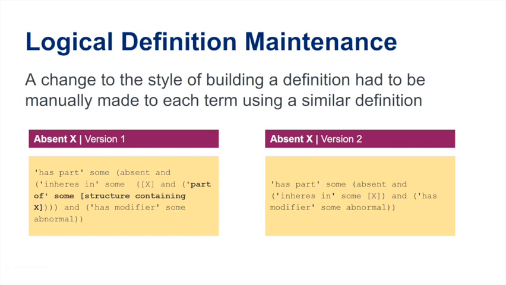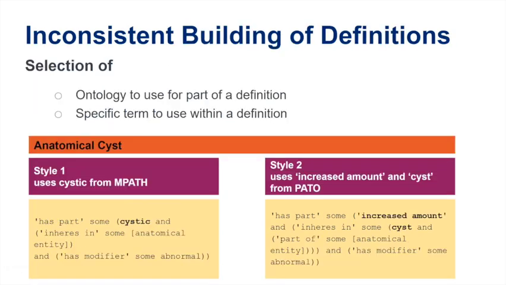There's over 10,000 terms in the MP. There's over 10,000 terms in the HPO. It takes a long time to try to fix every instance where you've used a particular pattern.